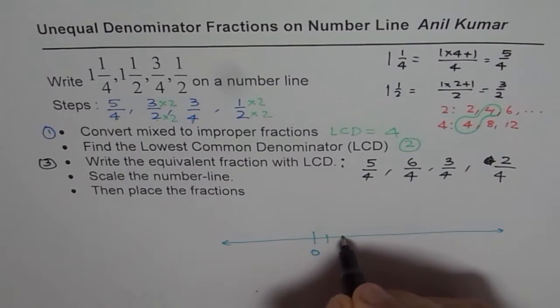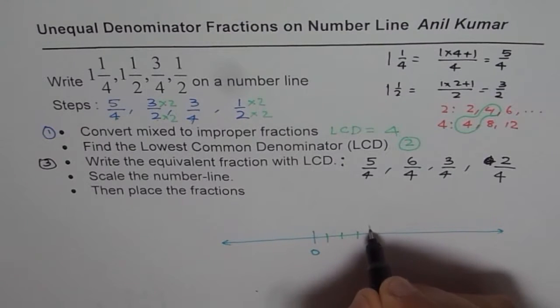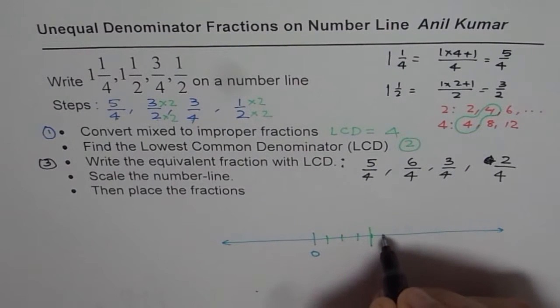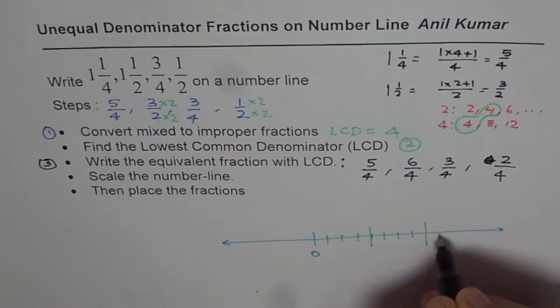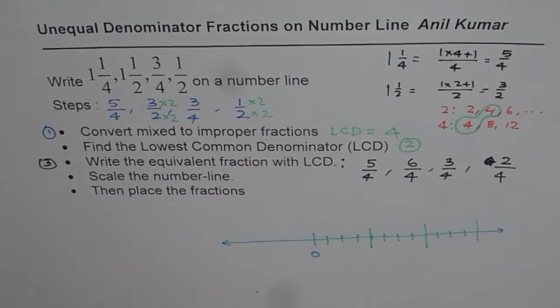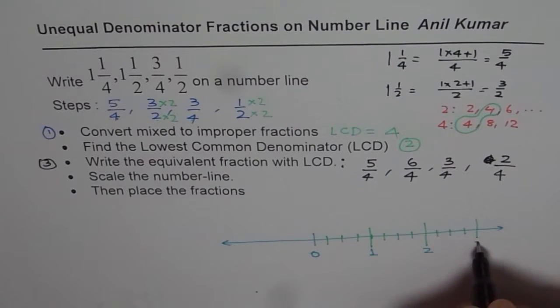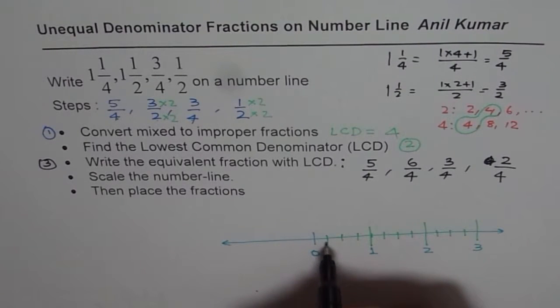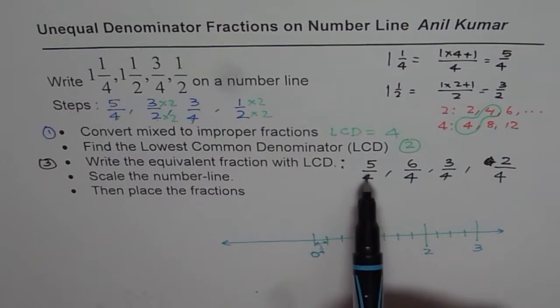So this is 1/4, 2/4, 3/4, 4/4, right? When I say 4/4, it becomes 1, correct? Now 5, 6, 7, 8. Do you see it? 9, 10, 11, 12. So on this scale, this is 0, this is 1, this is 2, and this is 3. And each small division represents 1/4. So this distance here to here is 1/4. Do you see that? Now, let us place them one by one.